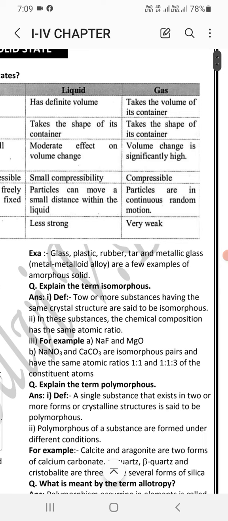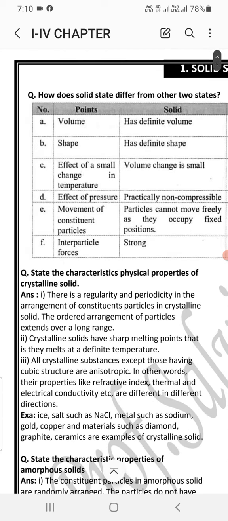Now about gas. Gas takes the volume of its container. Gas takes the shape of its container and the volume change is significantly high in gas. And gases are compressible. The particles are in continuous random motion in gas and the intermolecular forces are very weak in gas. Okay. So these are the points to distinguish between solid, liquid and gases.